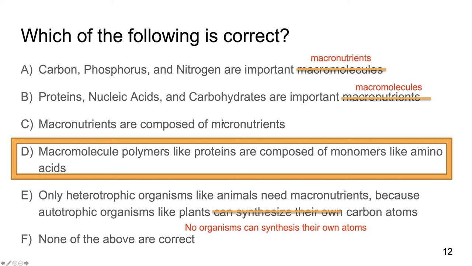Macronutrients are composed of micronutrients. That's false. These are just two completely separate things. So macromolecules are composed of monomers, but macronutrients are not composed of micronutrients. These are just two completely separate things.